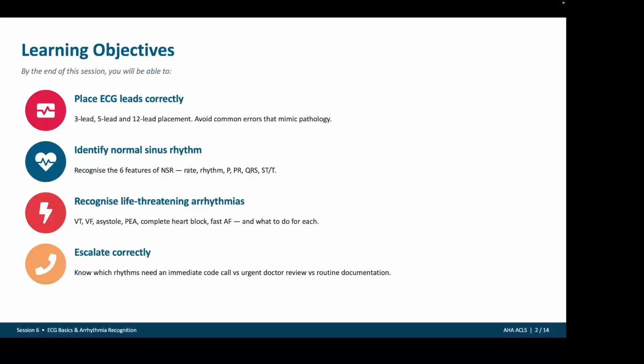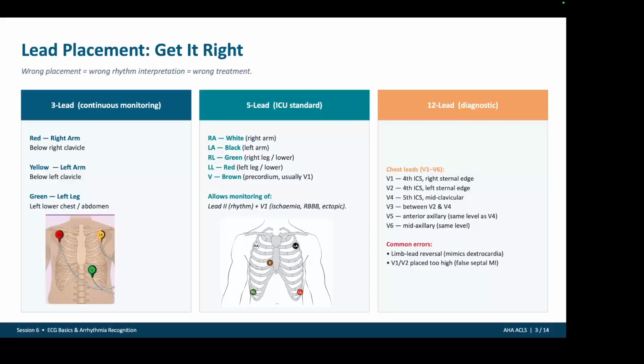and T waves. Recognizing the life-threatening arrhythmias that include ventricular tachyarrhythmia, ventricular fibrillation, asystole, pulseless electrical activity, complete heart block, fast atrial fibrillation, and related arrhythmias. Escalating these concerning arrhythmias or abnormal rhythms correctly and informing the concerned persons, that includes resident doctors or duty nurse or routine documentation, as per the severity of the rhythms.